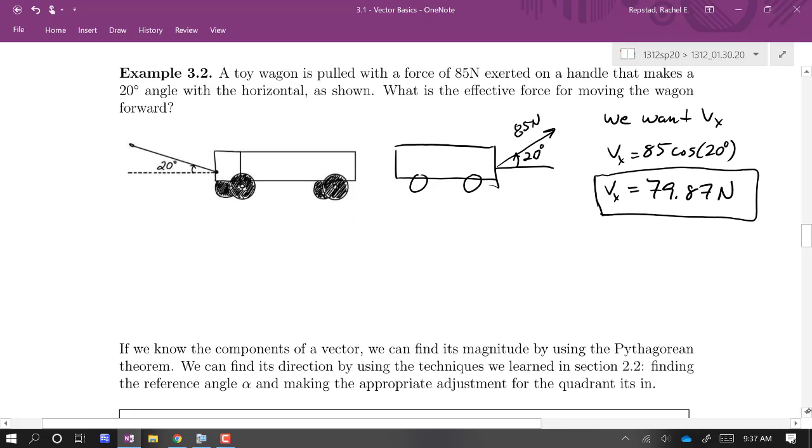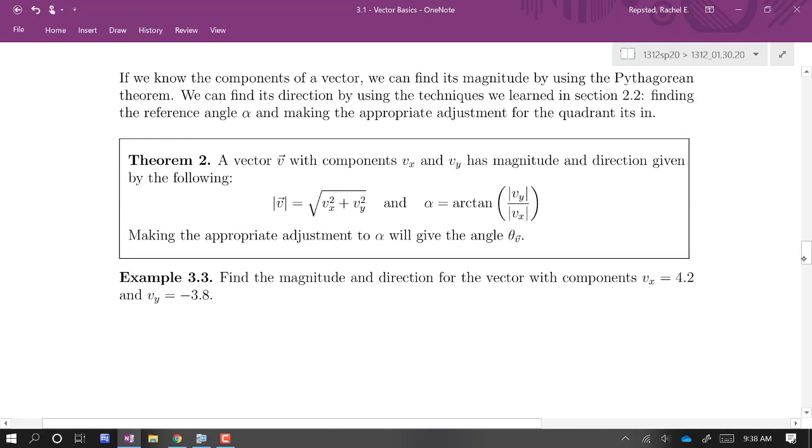So we know how to find components, or we're recalling from last semester how we find components if we're given magnitude and direction. If we want to go the other way around, if we know the components and we want magnitude, we just use Pythagoras, right? Components are like the legs of a right triangle. So we can use Pythagoras to get the magnitude. And since the components are the legs of the right triangle, that means we have opposite and adjacent. We use arctan to find the angle.